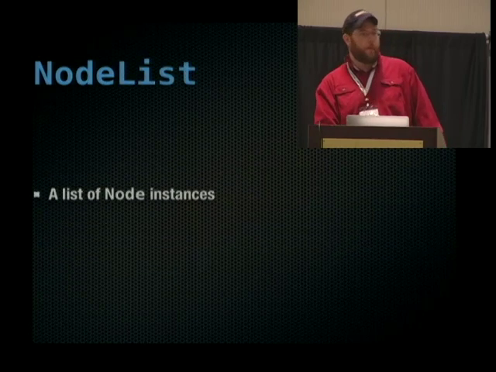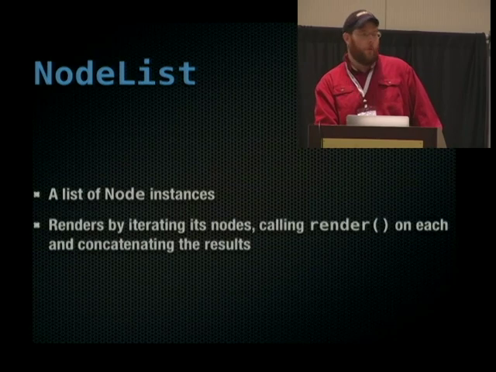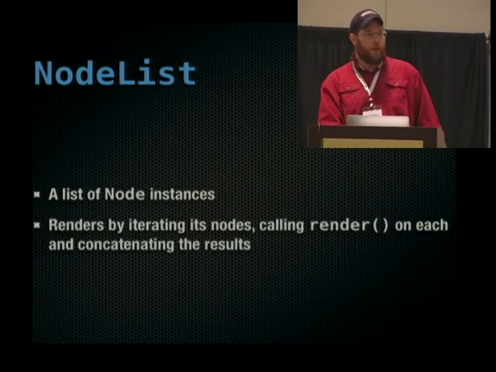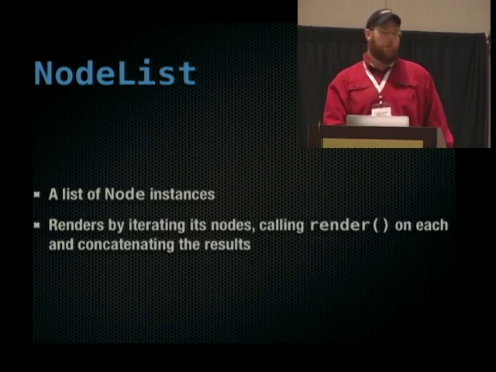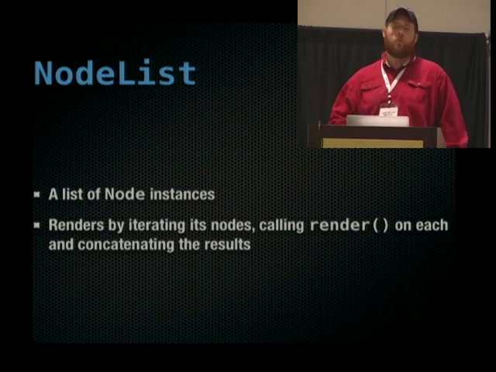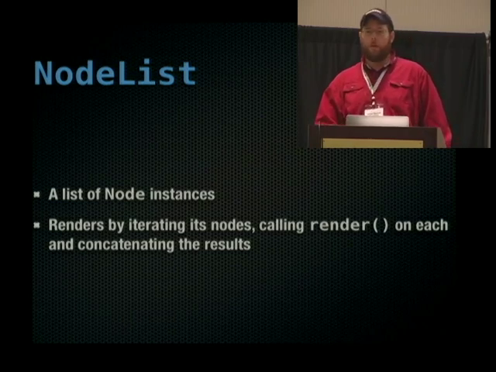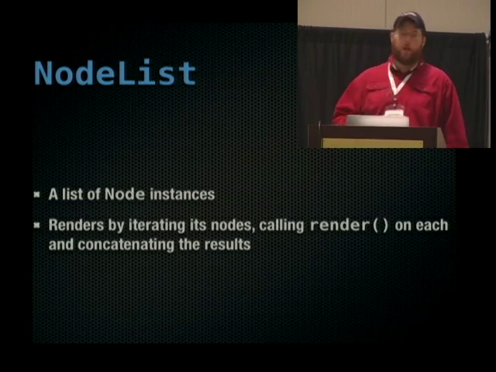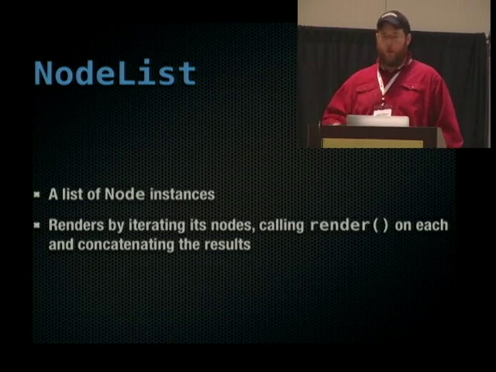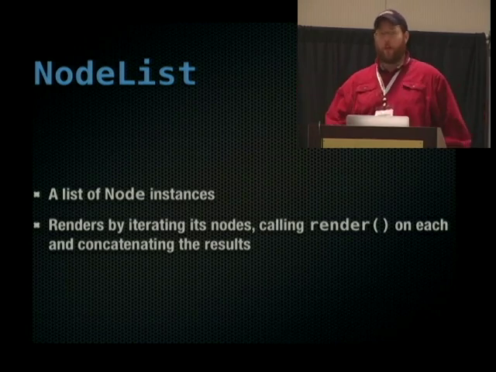Node list is simply a list of node instances. The way we render a node list is by iterating over all the nodes in it, calling render on each one, and putting the results together. This is what happens when you render a template. By the time we get to calling that method, we've got our node list, we know what our context is, we're just going to run through the whole thing, jam all the results together, and that's the output.